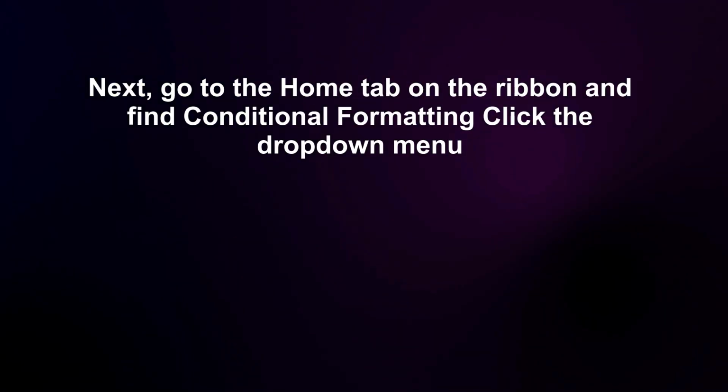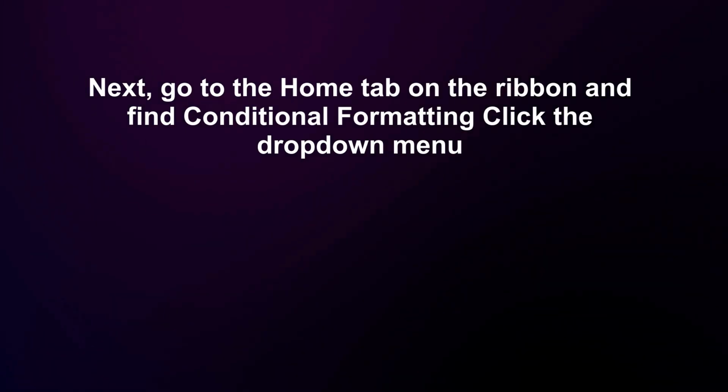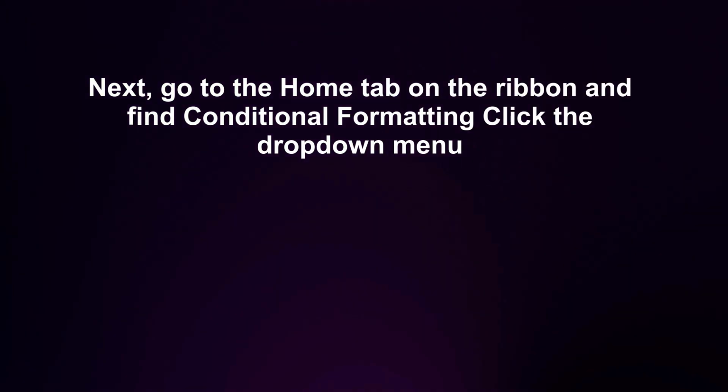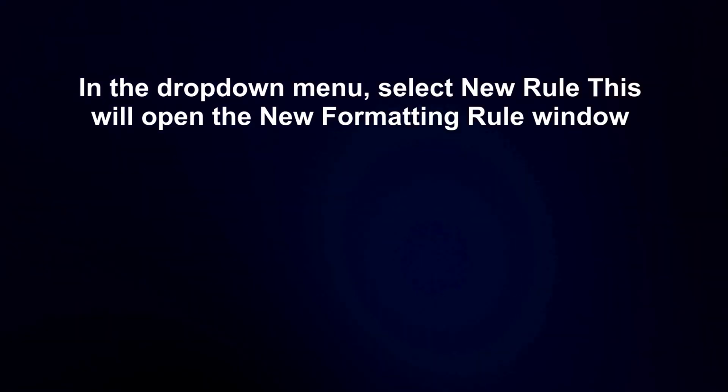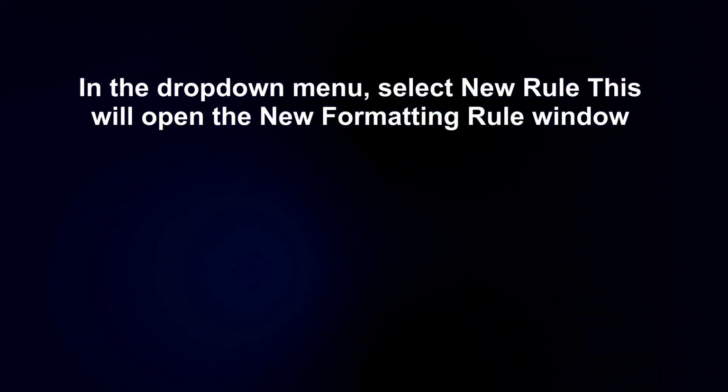Next, go to the Home tab on the ribbon and find Conditional Formatting. Click the drop-down menu. In the drop-down menu, select New Rule. This will open the New Formatting Rule window.